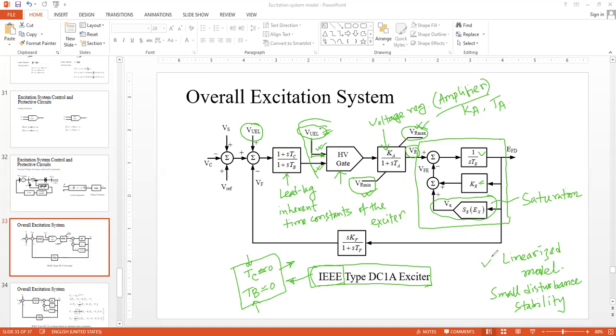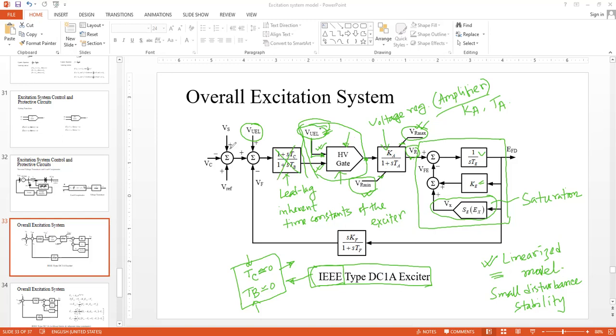Because we will be working in the linearized zone, either here or here, we have a simple relationship like y equals mx. Some linear relationship in the steady state between the input of this block and the output of this block. So any limiting function and these gating functions would be ignored. This lead-lag inherent time constant block would be ignored later on in the next slide.